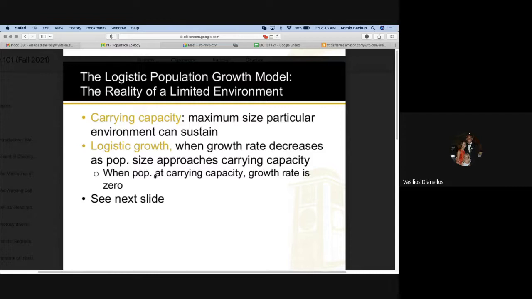What do I mean by that? I'm going to give an example. These are not the actual numbers because I don't know. But again, using the same example, let's assume that the maximum number of squirrels WVSU's campus can sustain is 100 squirrels, right? That would be carrying capacity.